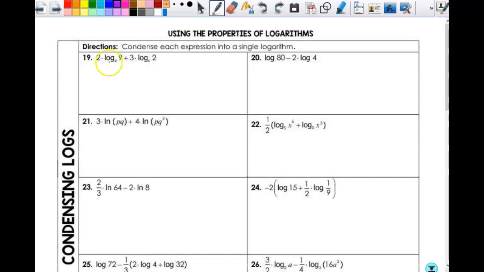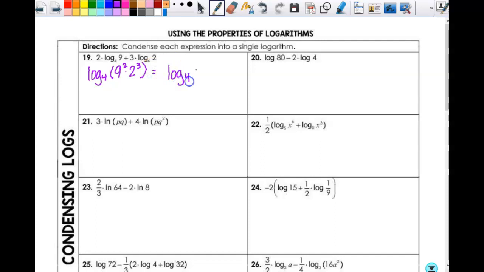This is going to be, since this is out front, this 2 becomes an exponent on the 9, right? And the 3 becomes the exponent on the 2. And then since I have 2 logs of the same base, I'm going to be able to multiply those two things together. So that's going to give me log base 4 of 9 squared times 2 to the third power. And I could have gone ahead and done 9 squared and 2 to the third power, but just want to make sure I didn't lose anybody just yet.